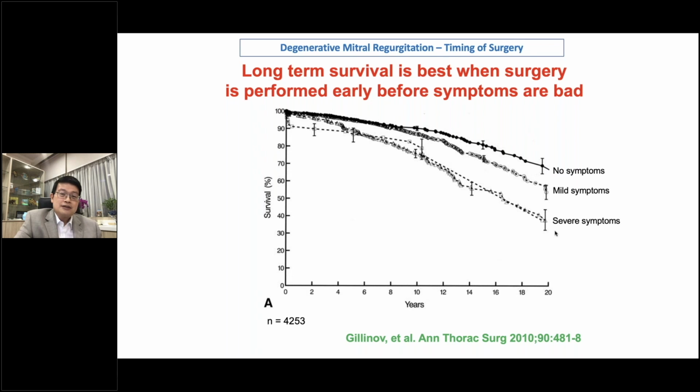And that has led to the change in the guidelines now to recommend surgery for severe mitral regurgitation if the mitral valve can be repaired, even when the patient is asymptomatic, because the long-term survival is much better in this case.